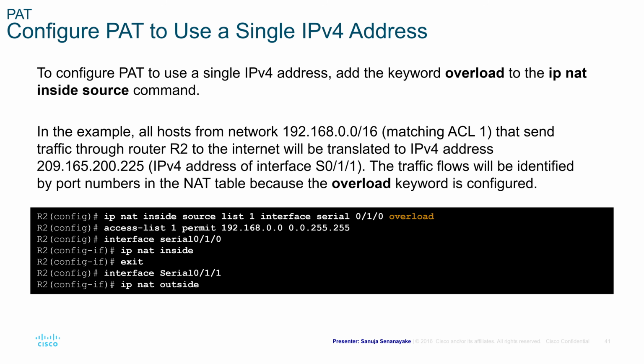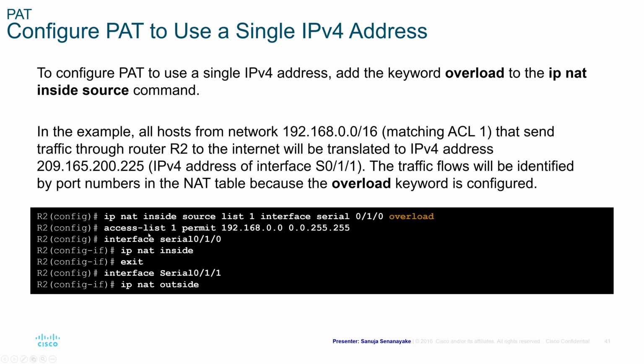In the example below on the bottom of your screen, all hosts from network 192.168.0.0/16 matching ACL1 that send traffic through router R2 to the internet will be translated to the IP address 192.165.200.225, which is the IPv4 address of interface S0/1/0. The traffic flows will be identified by port number in the NAT table because the overload keyword is configured.